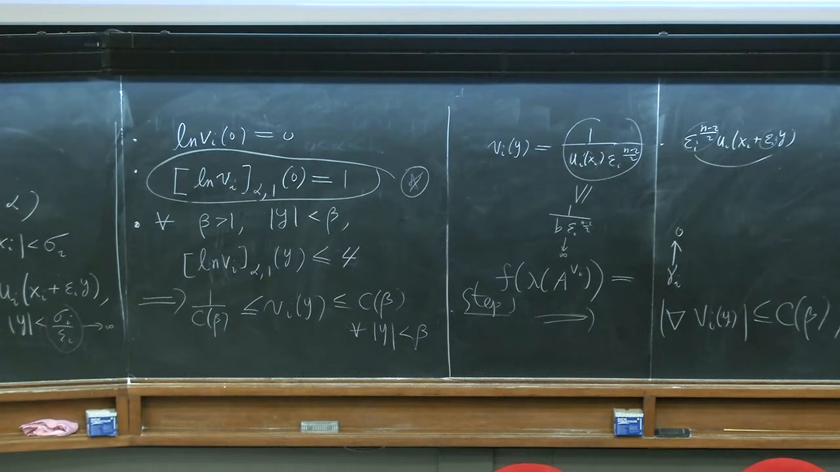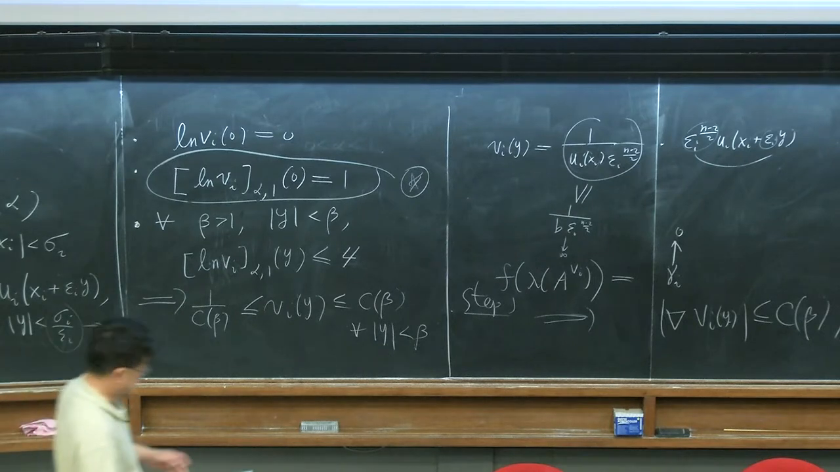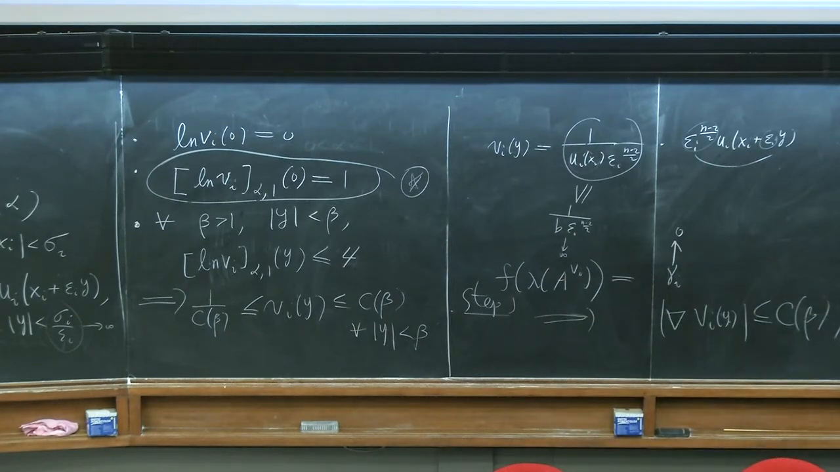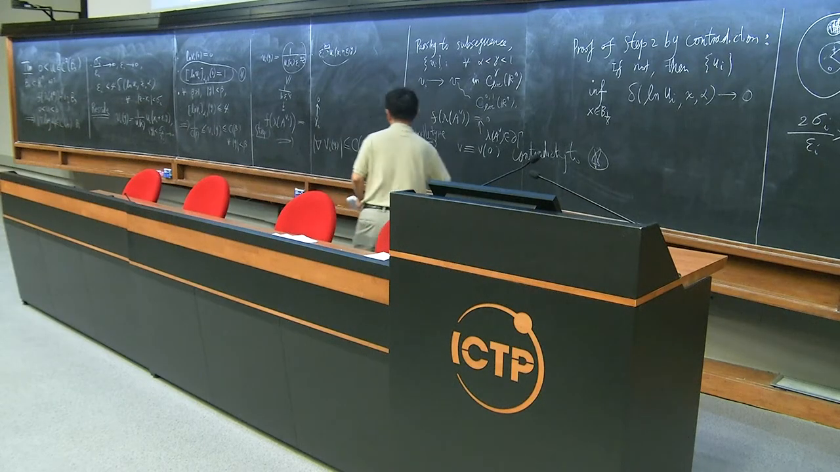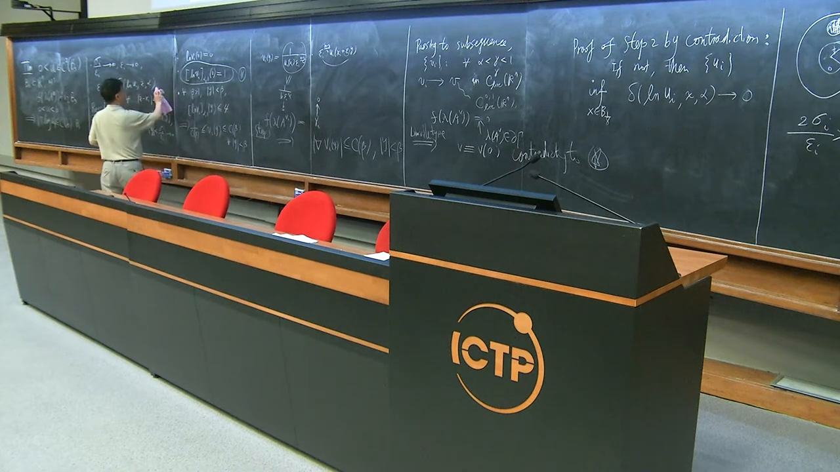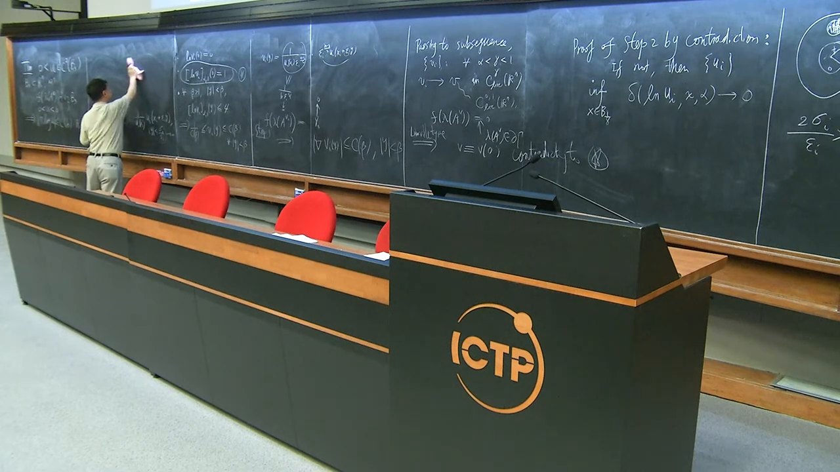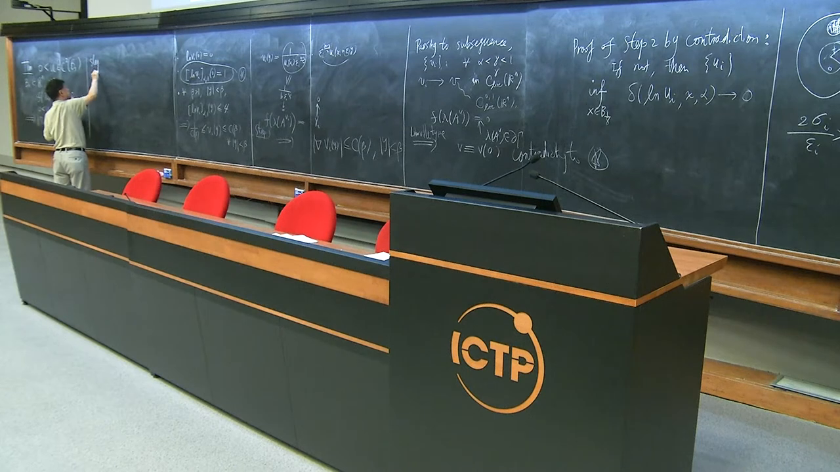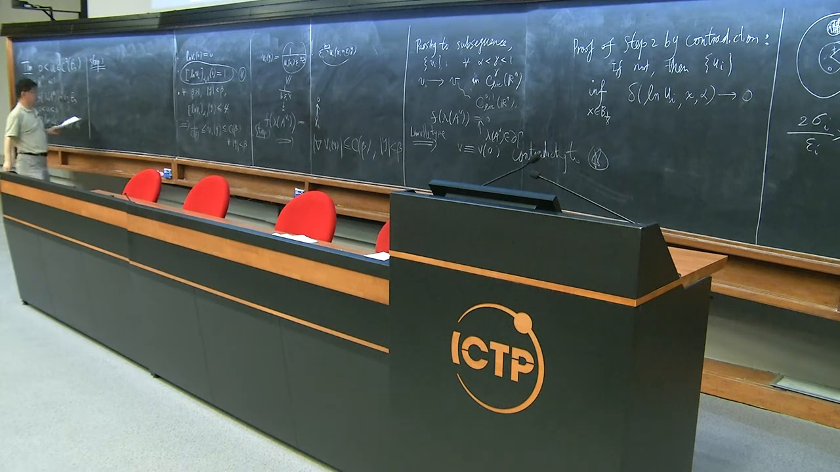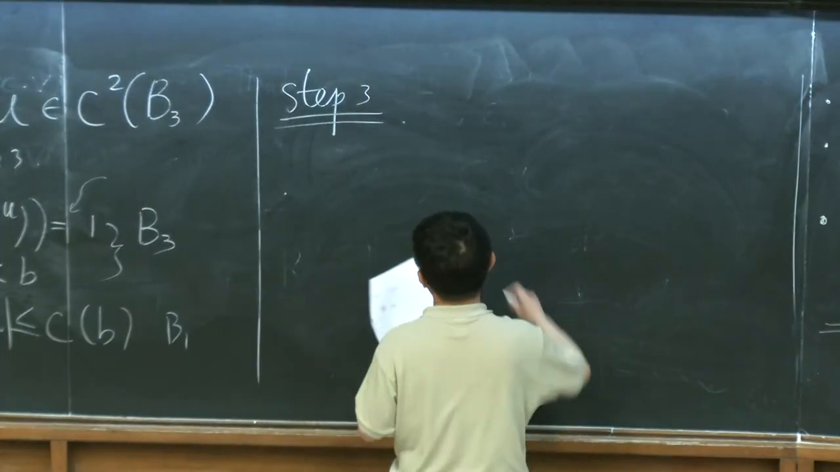So therefore, we have proved this gradient estimate, if we assume we have proved a Hölder estimate under only an upper bound, by using the Liouville theorem. Step three is we complete the proof.